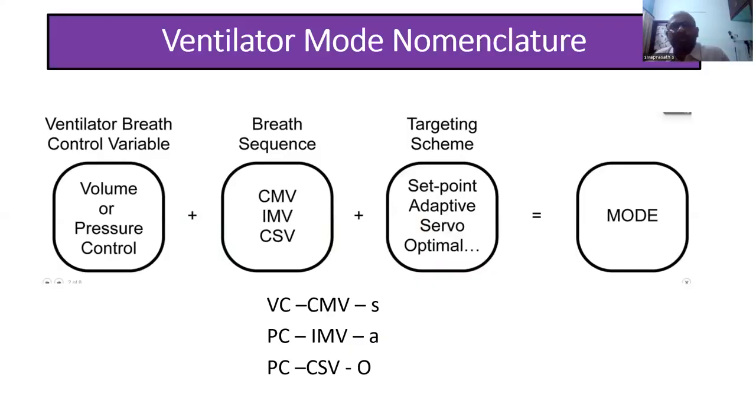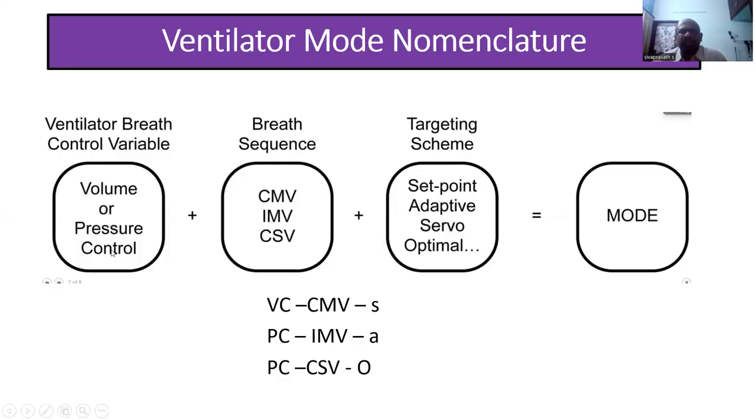Coming to the next part, we have ventilator mode nomenclature. There is a rapid proliferation of modes, and all these names keep confusing you. We have a trinomial way of classifying a mode. The first word should talk about the breath variable or the control variable. The second should talk about the breath sequence. The third about the targeting scheme. We have already seen what the ventilator breath control variable is. It is either volume or pressure control.